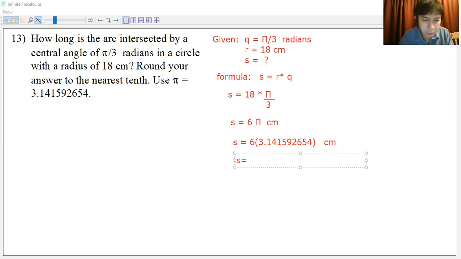S is equal to 18.849555592 centimeters, correct to 8 decimal places. We're asked to round your answer to the nearest tenth. So the 4 will not affect the 8 in 0.849 there. So that will remain 18.8. Okay. So S is equal to 18.8 centimeters. There, that's it. This must be our final answer.